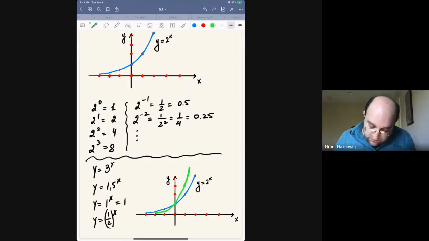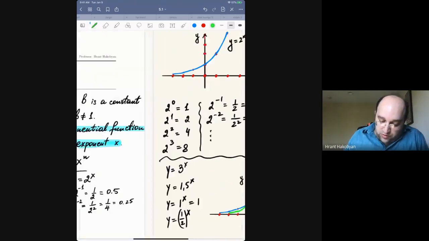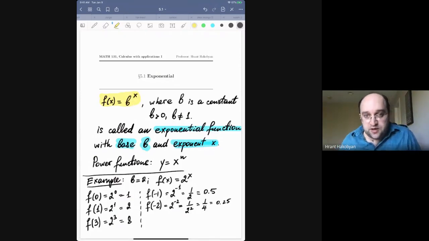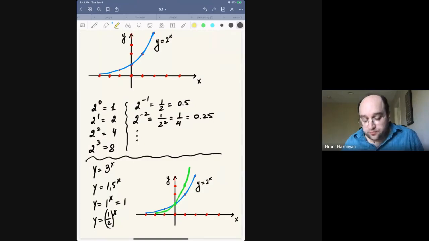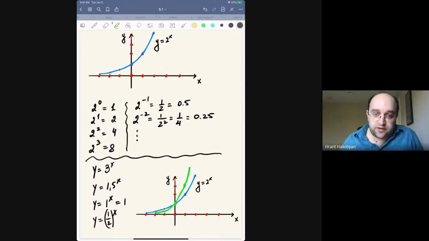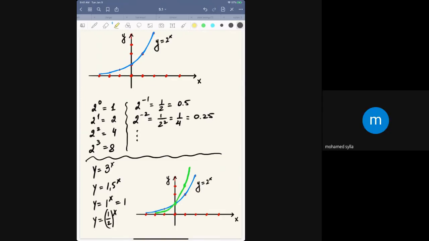So those are all different kinds of exponential functions you can have. If you remember on the previous page, I drew here that your exponential function is any function which looks like this. So b can be any number. One example is 2 to the power x. That's what I drew with the blue. b has to be greater than 0. That's important.